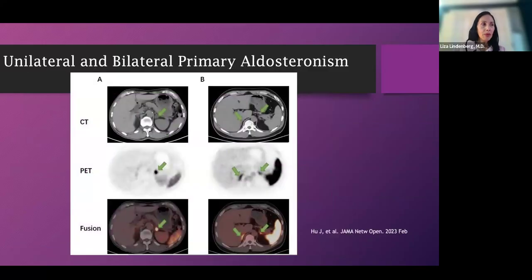Here is an example of two patients, one who has unilateral and one bilateral primary aldosteronism. And it shows that uptake is seen very nicely in both sides, which is very helpful in terms of managing the patient's treatment process.